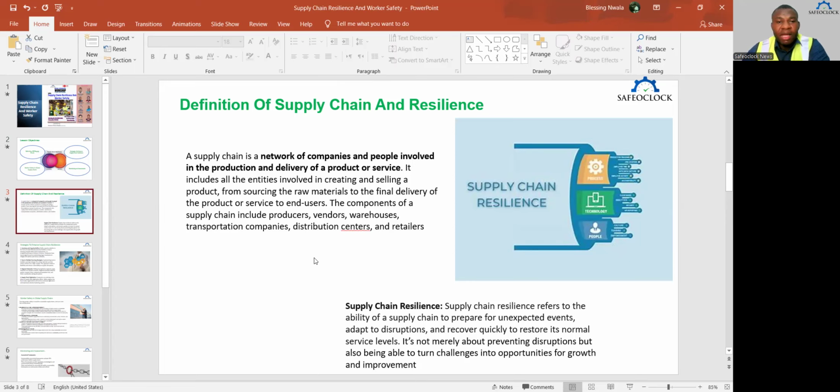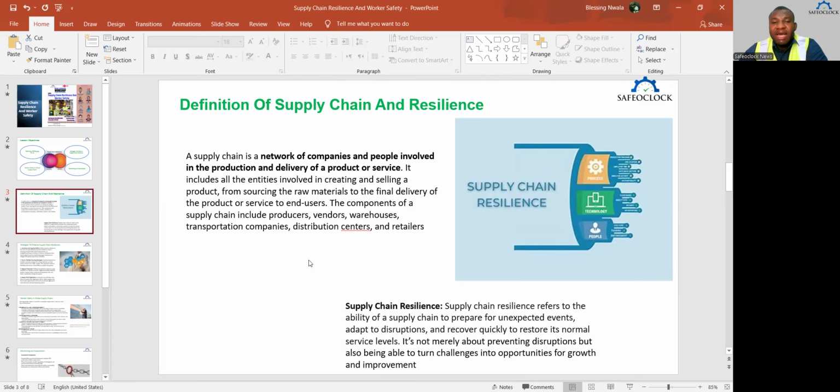The components of the supply chain include the producers, the vendors, the warehouses, the transportation companies, the distribution centers, and even the retailers. This set of organizations makes up the supply chain. If there is any break or disruption in any of these sectors, it could affect not just the productivity of the project, but also the health and safety. That is what we'll be revisiting today as we proceed.